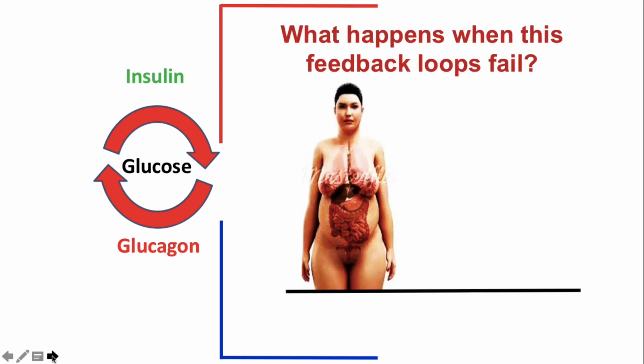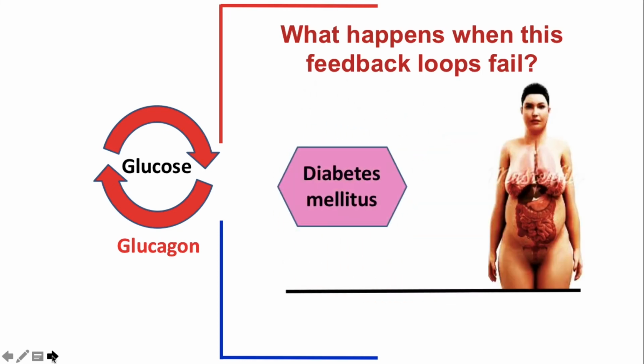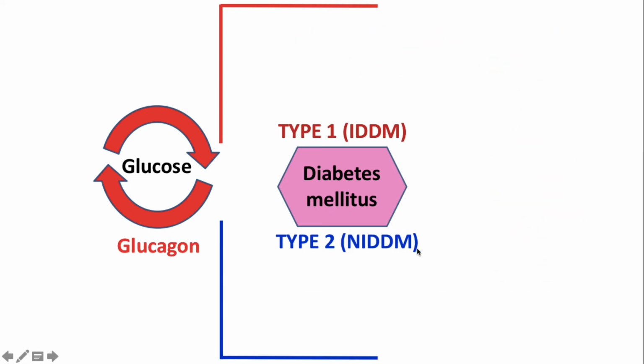Now, what happens when these feedback loops fail? What if our body produces only a very little amount of insulin? Or what if the pancreas cannot produce insulin at all? We will develop diseases such as diabetes mellitus. And we have two types of diabetes mellitus, the type 1 and the type 2 DM. The type 1 DM is classified as insulin-dependent diabetes mellitus, whereas the type 2 is non-insulin dependent diabetes mellitus. So let's differentiate the two types.